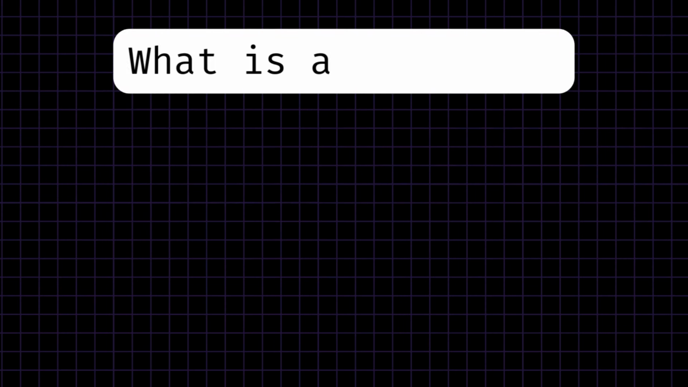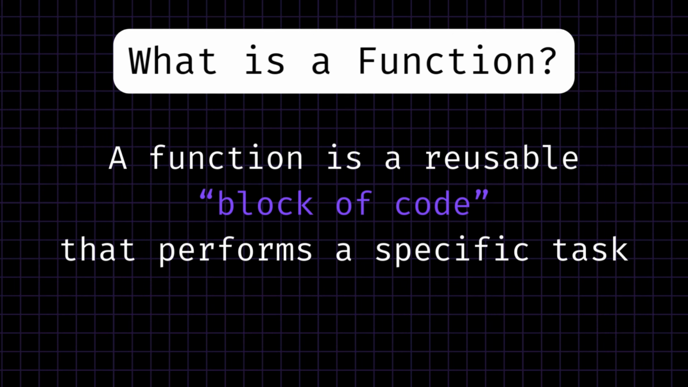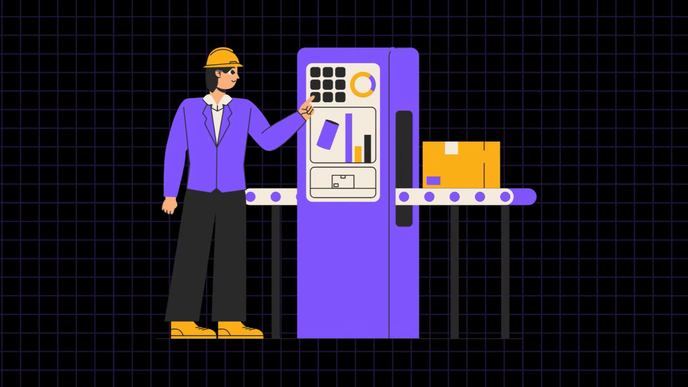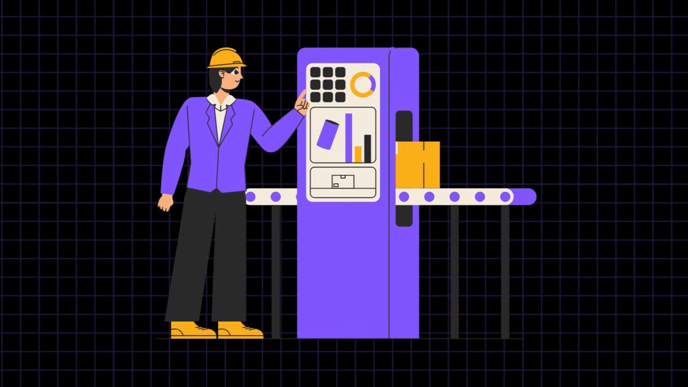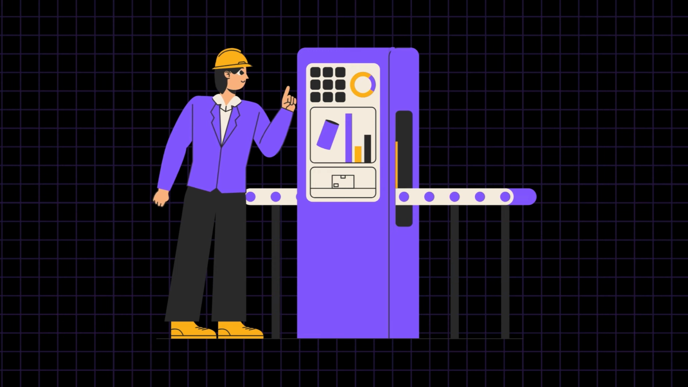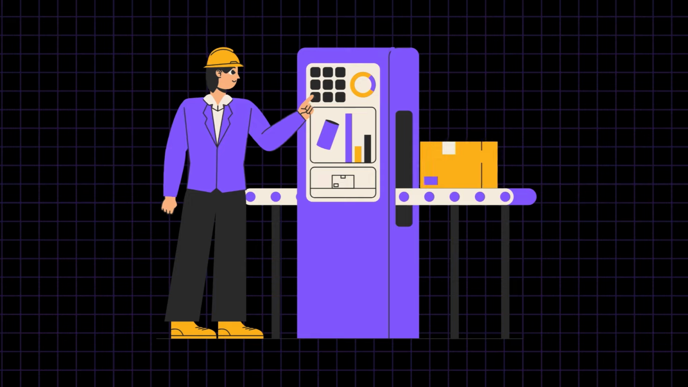First of all, what is a function? A function is a reusable block of code that performs a specific task. And when I say block of code, it is a collection of statements that are indented immediately after defining a function. To make it simple, imagine a function like a small machine in your code. You simply give some input to it, then it does some specific work and gives you an output. It helps avoid repeating the same code, making programs easier to write and understand.